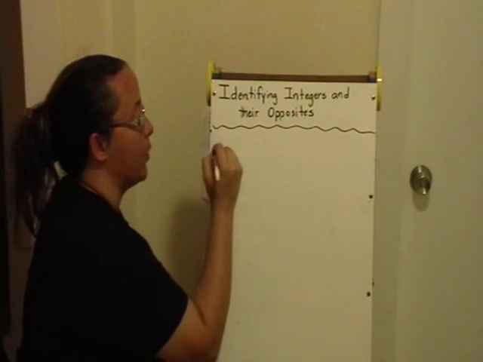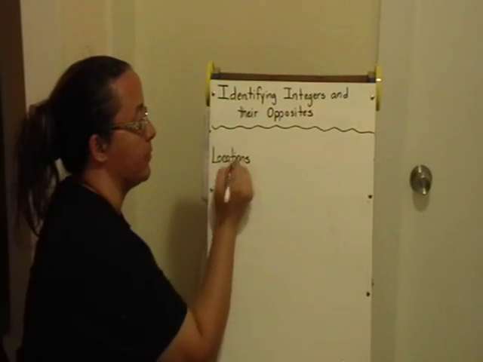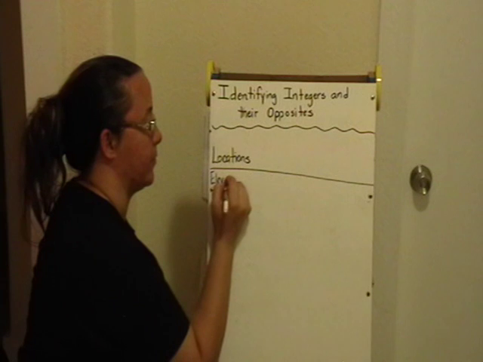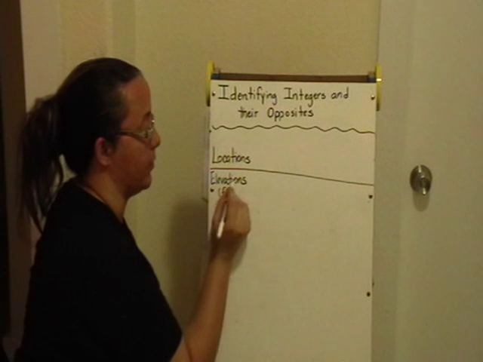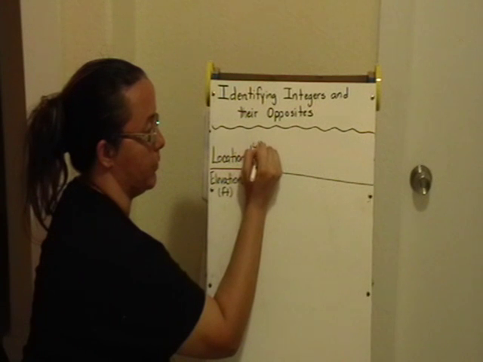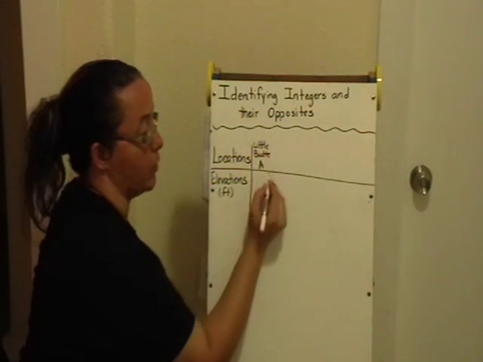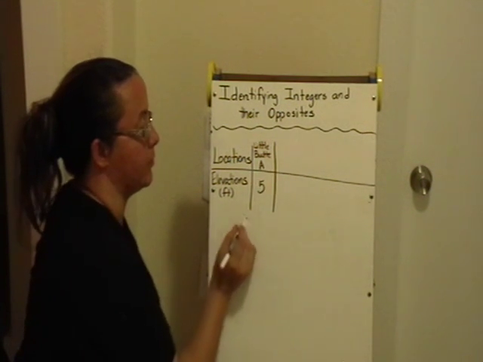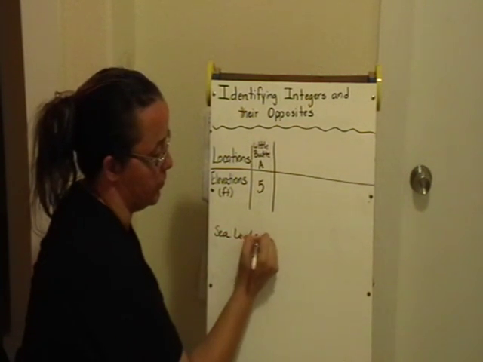We're going to be looking at some various locations and their elevations, which are measured in feet. Okay? So the first place that we're going to look at is called Little Butte, which will be marked with point A. And it is at 5 feet above sea level. And remember, sea level is 0 feet.